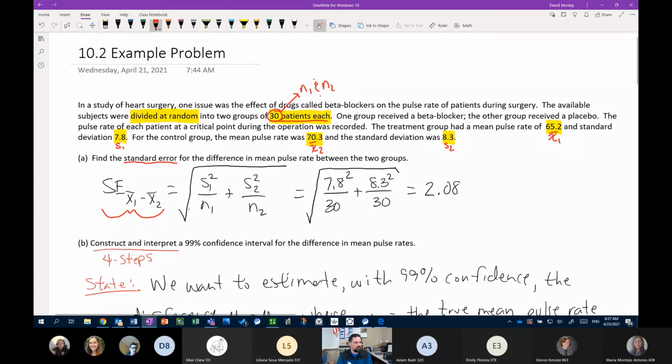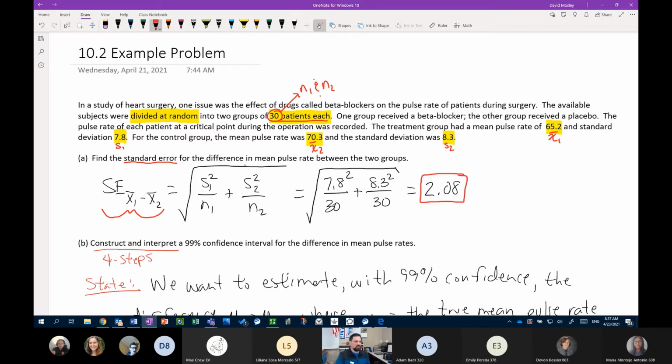So again, we have the square root of the variance from sample 1 divided by the size of sample 1 plus the variance of sample 2 divided by the size of sample 2. And we substitute in all our values. Our 7.8 from the treatment group becomes 7.8 squared divided by 30 plus 8.3, the standard deviation from the control group, squared divided by 30. All in all, we get an approximate answer of 2.08 as our standard error. We'll need that later.